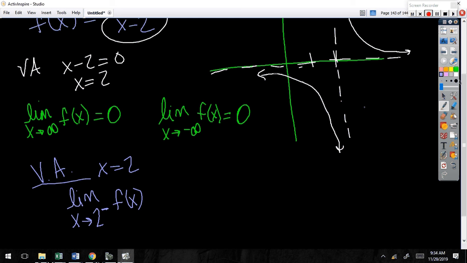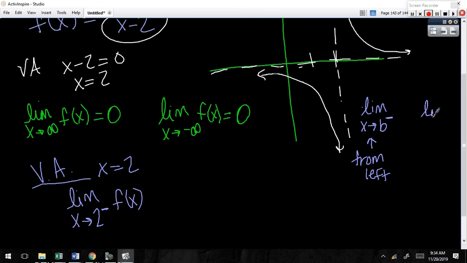So anytime I have the limit as x approaches some number, we'll call it b, with this minus sign, this means from the left. How do you think I say from the right? With a plus, right? So the limit as x approaches b plus means the limit from the right.